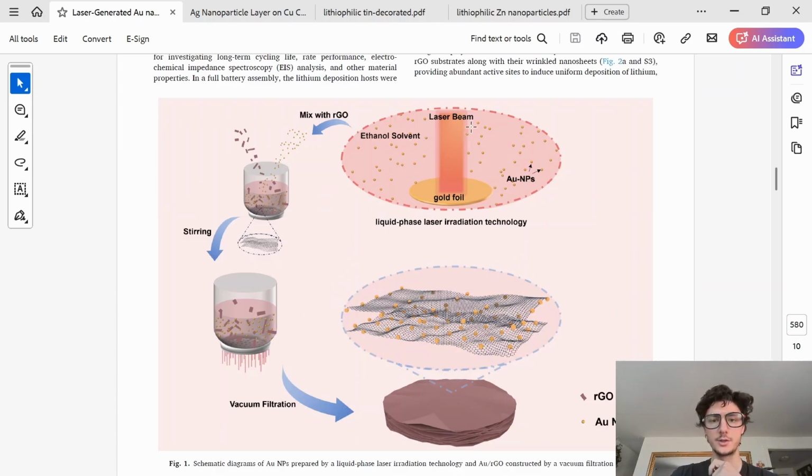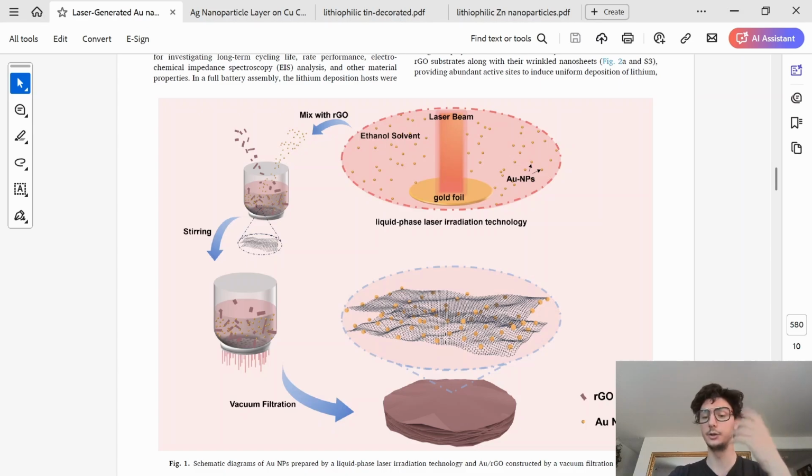Let's see here. They start with this, creating the nanoparticles using this laser irradiation thing. Mix with reduced graphene oxide. It looks like they have a little jar here with a solution. Inside the solution, you have the reduced graphene oxide sheets. You put the sheets in there, you put the nanoparticles in there. Boom. Vacuum filtration, I'm not sure what that means. And then you get these nice uniform sheets of the structure here. A 3D kind of structure, a matrix is what I call it, and a lot of people call it, of the material.